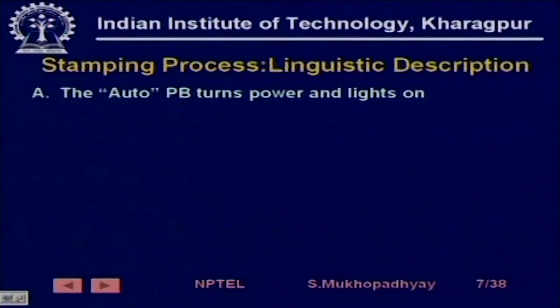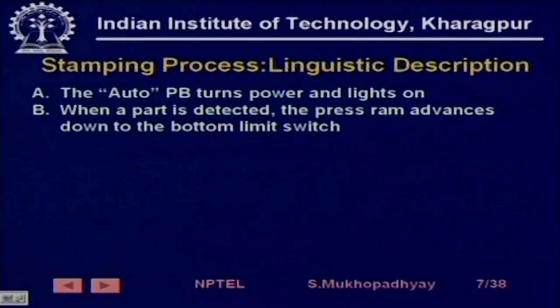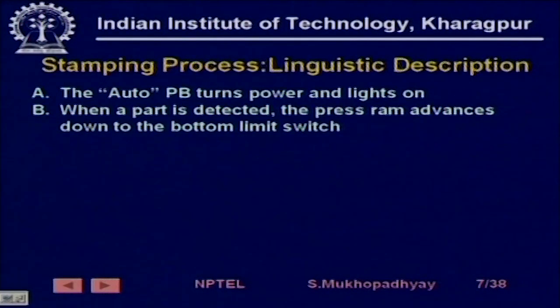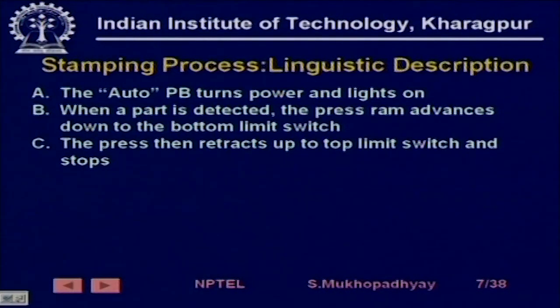So, in step A, it says that if the auto push button is pressed, which is an operator input, it turns power and lights on. So there is possibly one or more switches, but we will consider it to be one, which will turn the power and the light on the moment the auto button is pressed. When a part is detected, the thing to be stamped, when it is placed at the proper place and detected, so there has to be a part sensor, the press ram, the heavy piece which will move and make a stamping, advances down and will stop once it makes the bottom limit switch. So, that is again a sensor, and you must have actuators to make the ram move down. Then the press retracts up to the top limit switch and stops. So, it makes a stamping and stops.